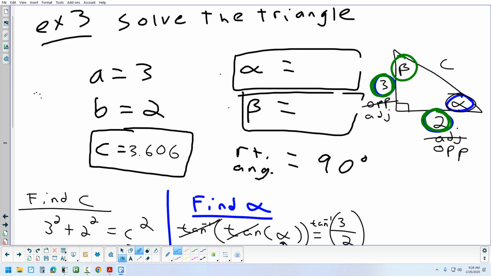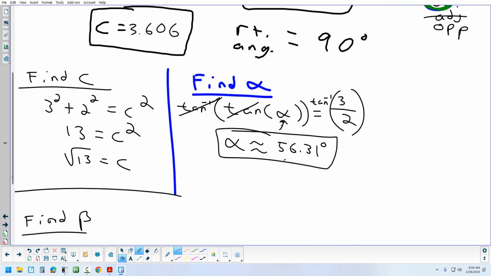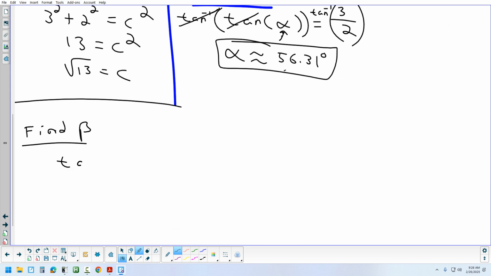I'm not going to say every side-side problem is tangent. It's only tangent because I didn't give you the hypotenuse to start the problem. That's why. Right? But if I had given you the hypotenuse, you wouldn't have used tangent. You would have used sine or cosine. Right, but we're using tangent. Right, and we're finding beta. So fill that in.